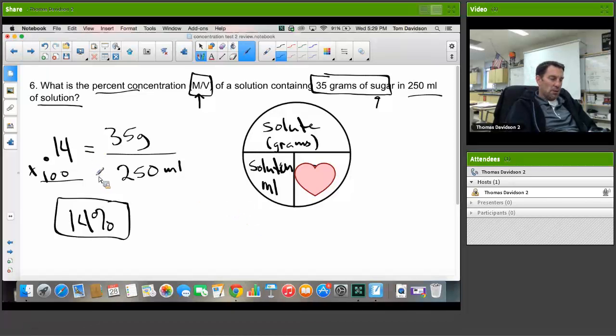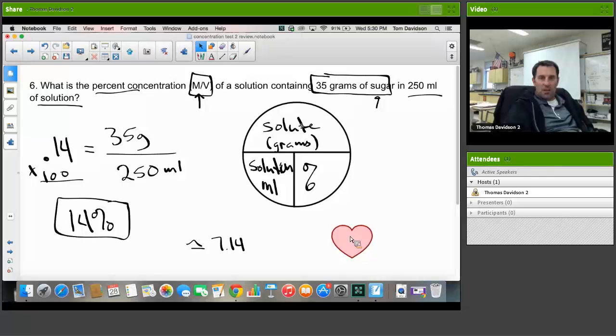If you got any other number, you probably switched things. If you got this number, hold on. If you got the answer to be around 7.14, you have this upside down, and you put your grams on the bottom and your milliliters on top. If you weren't here, I told kids they could put this circle on their periodic tables on that far left. So go ahead and do that. All right, hopefully that helped.